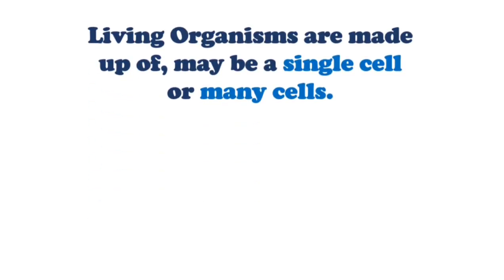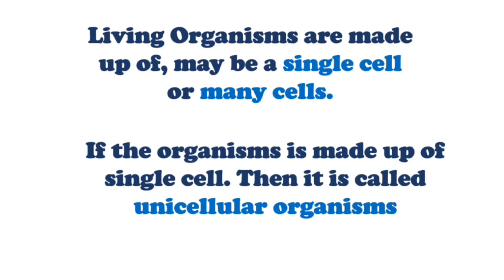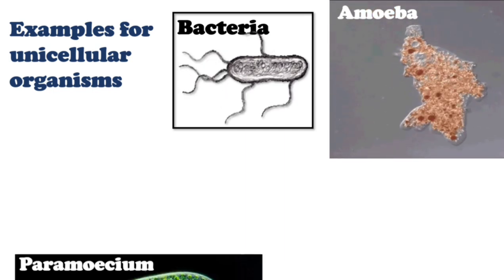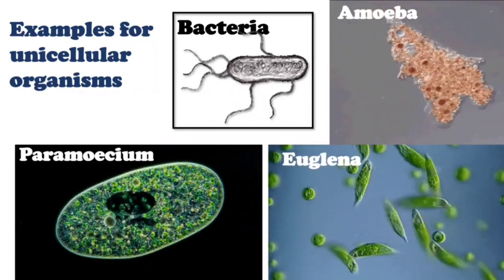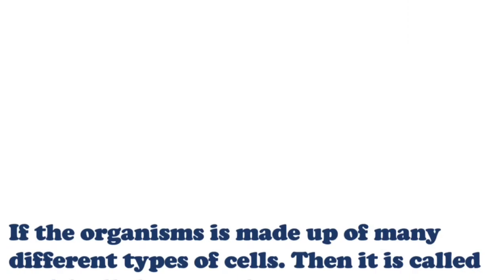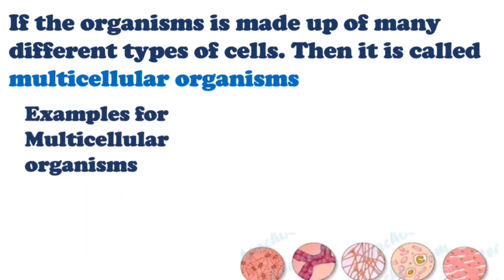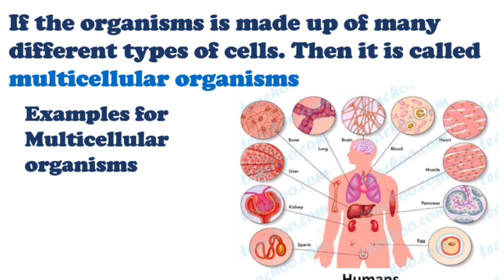These living organisms may be made up of a single cell or many cells. If the organism is made up of a single cell, then it is called a unicellular organism. For example, bacteria, amoeba, paramecium, euglena. And if the organism is made up of many cells which are of different types, it is called a multicellular organism. Example, humans, dog, plants, etc.